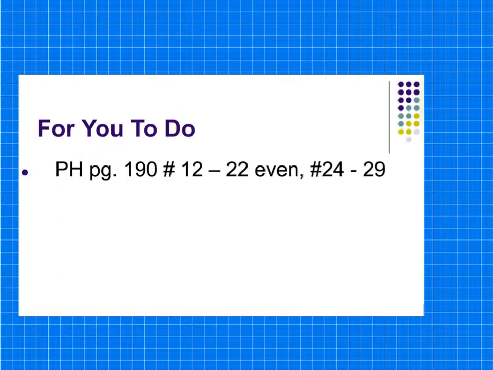Now it's time for you to do some practice on your own. So in the Prentice Hall book, if you turn to page 190, let's do 12 through 22 even, 24 through 29. You're going to transfer your answers into the questions that are going to pop up after this section of the video.